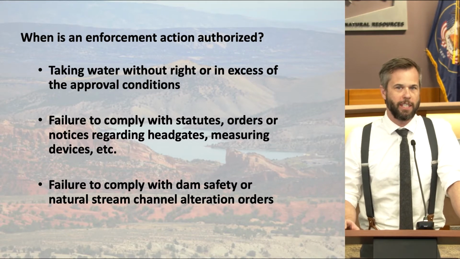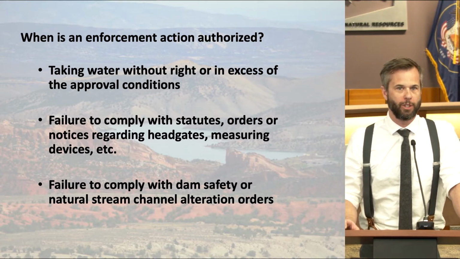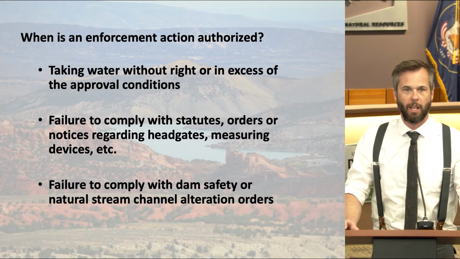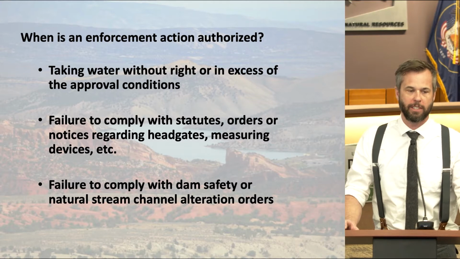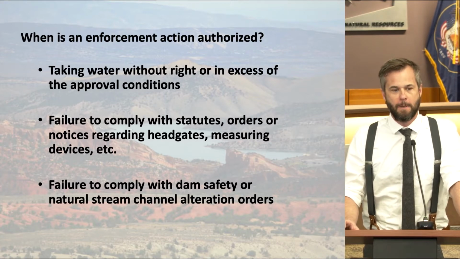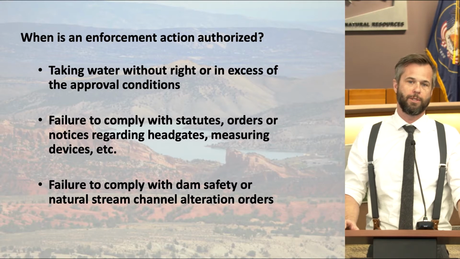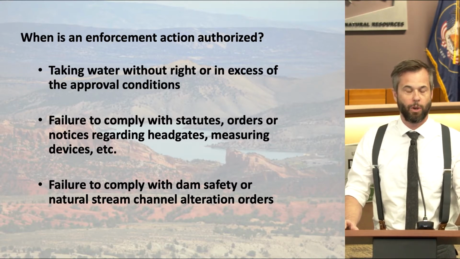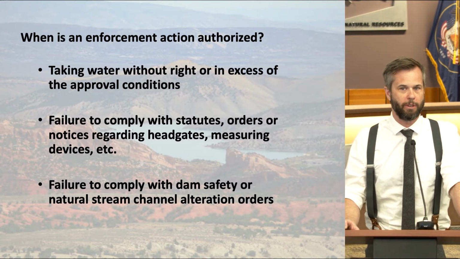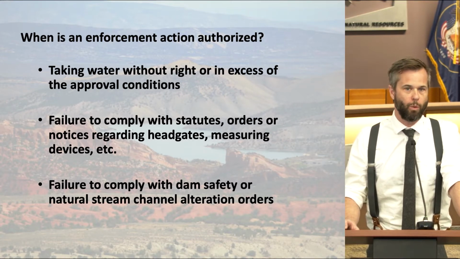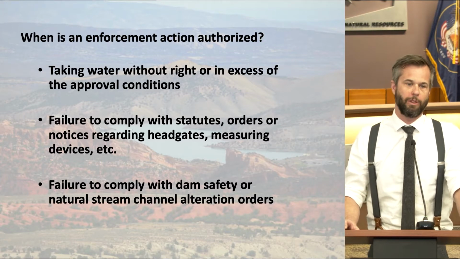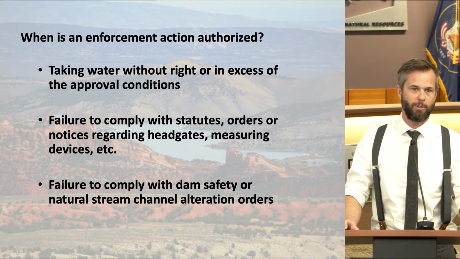So an enforcement action is authorized when a water user is using water without an existing water right or exceeding the conditions of the approval. Examples of exceeding the limiting characteristics of an approval may be unapproved changes in the point of diversion or well location, unapproved changes in place of use, period of use, nature of use, or exceeding the approved quantity of water. An enforcement action is also authorized when a water user fails to comply with a requirement to install or repair head gates and or measuring devices, or fails to comply with an order regarding dam safety or natural stream channel alteration.